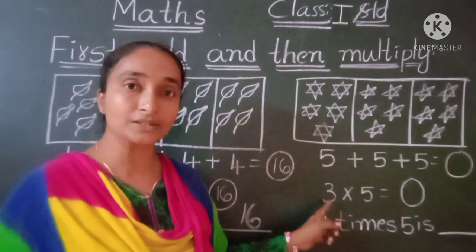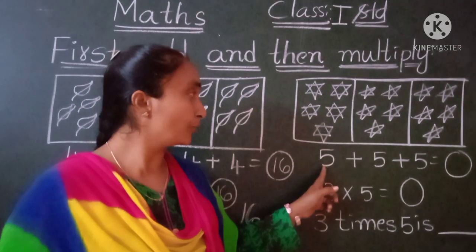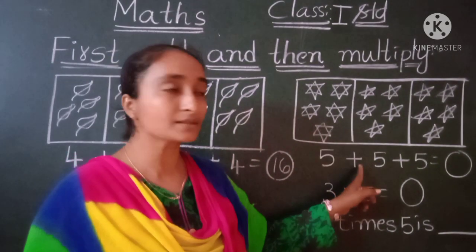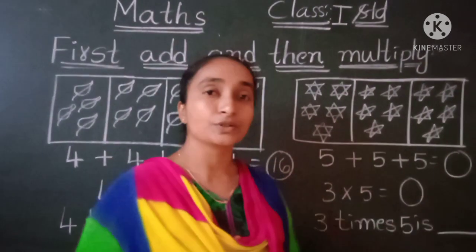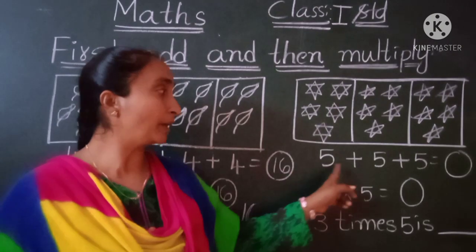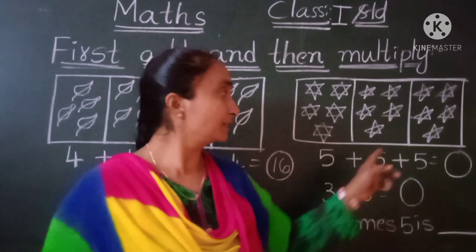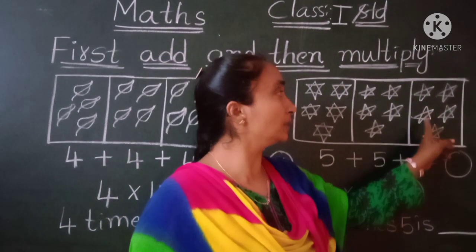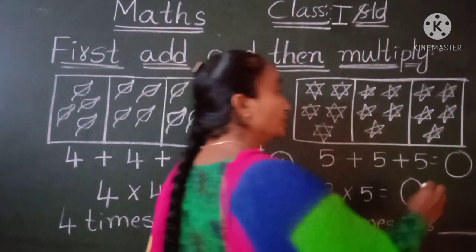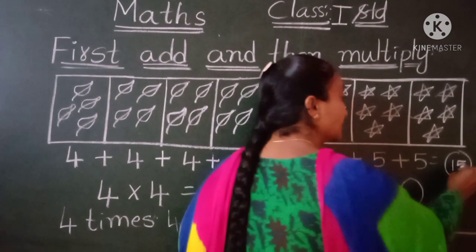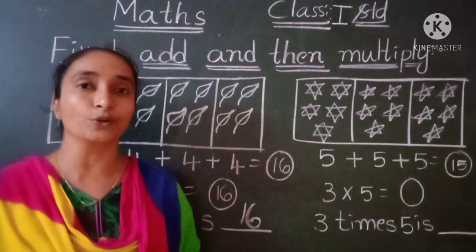So let us see here, children, the repeated addition. 5 plus 5 plus 5. So how much? 5 plus 5, 10 stars. 10 plus 5 is 11, 12, 13, 14, 15. So 15 stars. So here we can write 15. So with repeated addition we got 15.